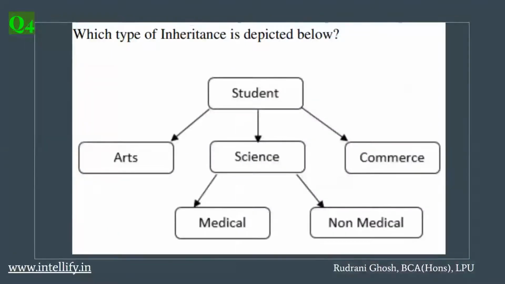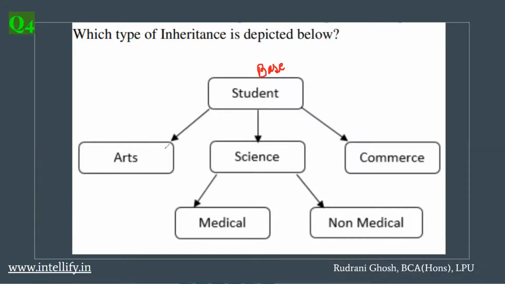The question 4 asks, which kind of inheritance is depicted below? This is a diagrammatic illustration. These questions usually come for 4-mark or 2-mark short questions. We can see student is the base class because we haven't derived student from any other class. We are deriving more classes from it, but it itself is not derived from any other class. So we can say student is the base class.